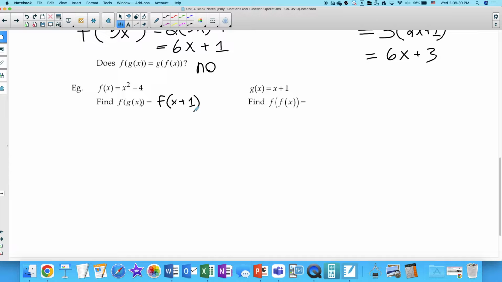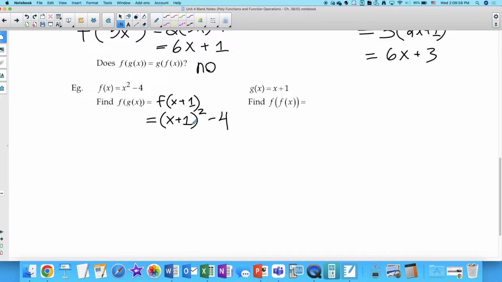And now what I'm going to do is I'm going to rewrite f of x, but replace the x with a set of brackets. So it's x squared minus 4. It's going to be bracket squared minus 4. And in those brackets, I'm going to put whatever is inside here, the x plus 1 in this case.